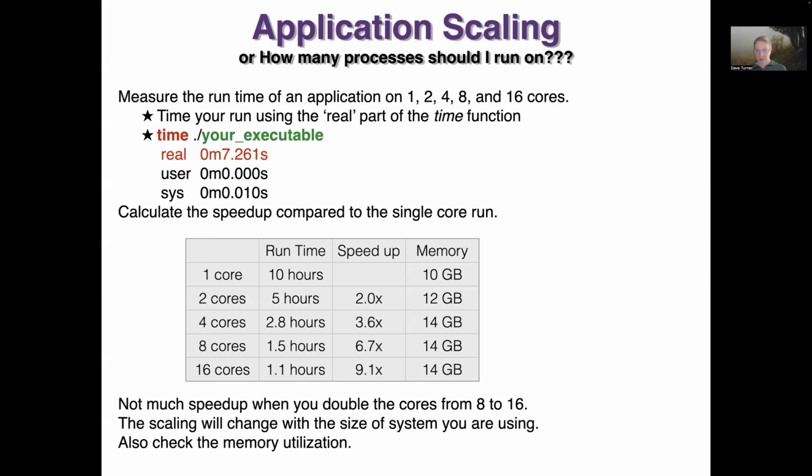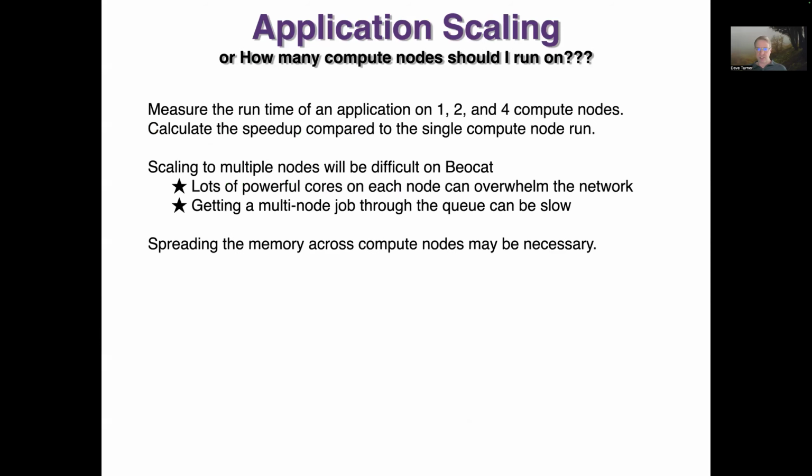You can do the same thing, or should do the same thing, if you do multi-node before you do a whole bunch of runs. Run on one node, two nodes, four nodes, and do the same kind of study of the scaling. So do keep in mind that multi-node jobs can take longer to get through the queue.